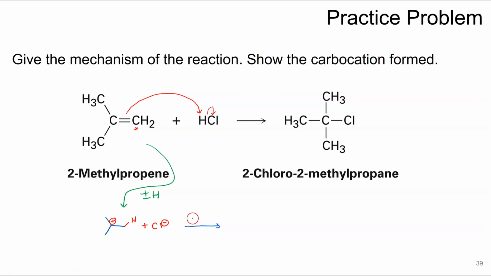In the next one, I'm going to do a nucleophilic hug, where the Cl minus is going to act as my nucleophile, and this is my electrophile. So the nucleophile is going to hug the electrophile, and that will form this product here, which is the same as drawing it that way.